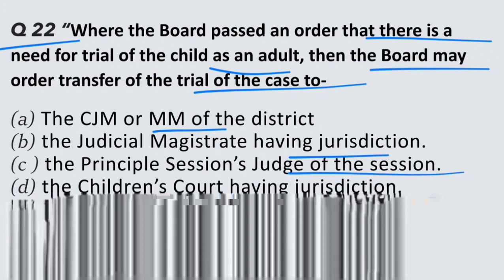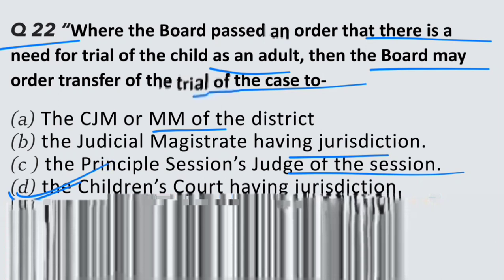So as per the provision, when some juvenile is to be tried as an adult, then children court has this jurisdiction to try it. So the children's court having jurisdiction would be the correct option. So D is the option.